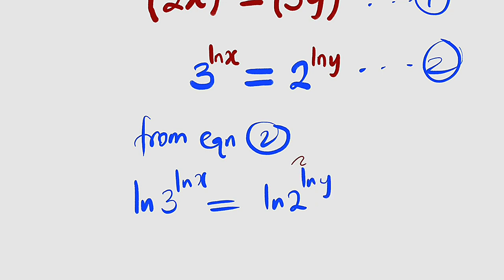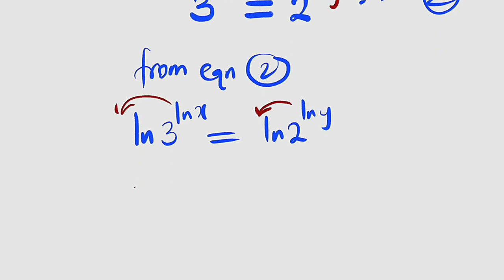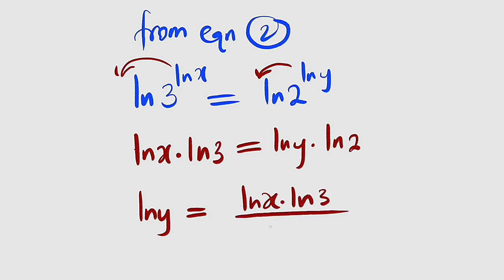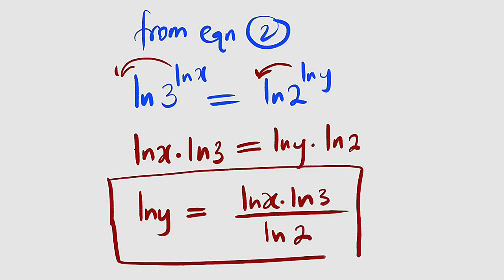And from one of the laws of logarithm, these powers can drop down to multiply. So we have ln x multiplied by ln 3 to the left. This is equal to ln y multiplied by ln 2. Let us make ln y the subject by dividing both sides by ln 2. Therefore, ln y is equal to ln x multiplied by ln 3 divided by ln 2. This is an important equation. Let's call this equation number 3.